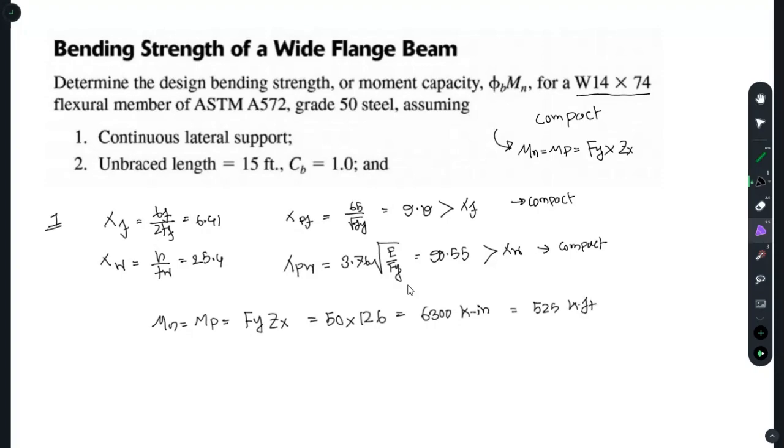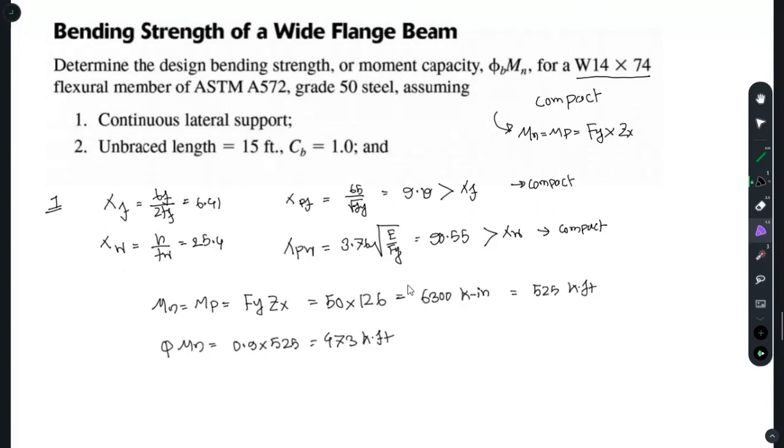And to get the factored one, you just multiply Mn with the factor, and the factor is 0.9. Well, this is the math for the first part. We'll solve the later one.